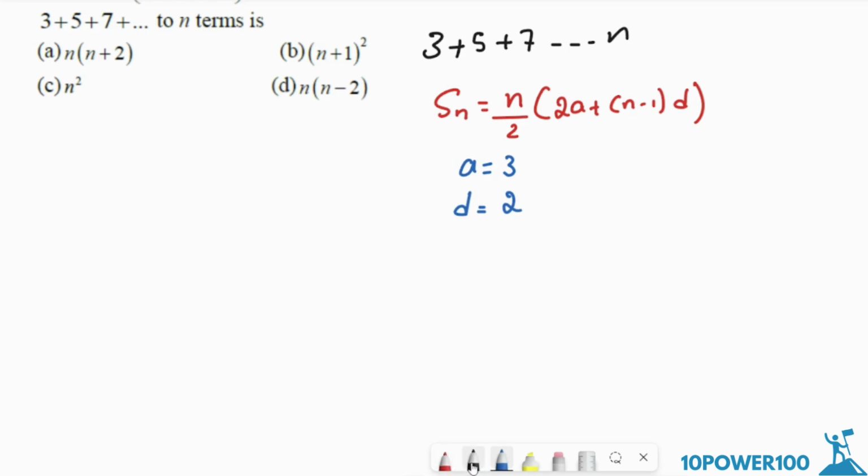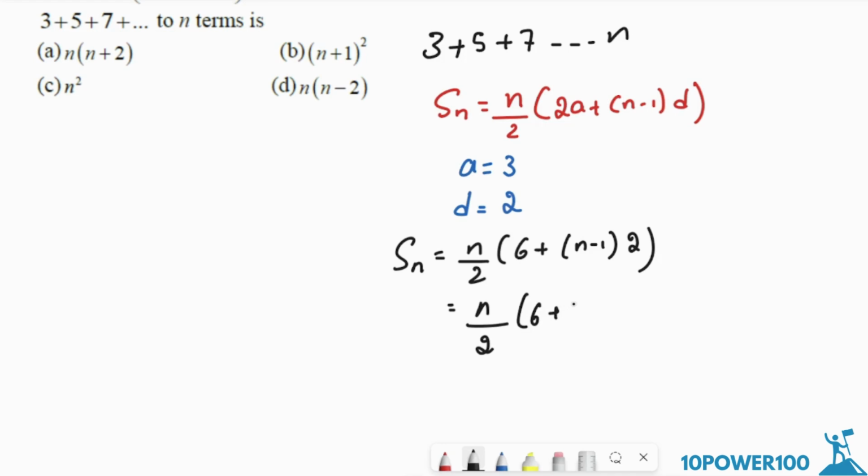Okay, now if we calculate this, we get Sn is equal to n by 2 into (2a, so 2 threes are 6, plus (n minus 1) into d, the value of d is 2). If you solve further, we get n by 2 into (6 plus 2n minus 2). So 6 minus 2 is 4. It is 4 plus 2n.